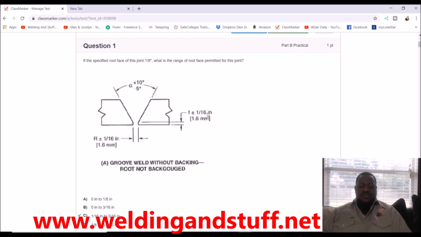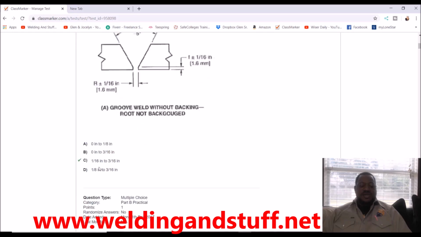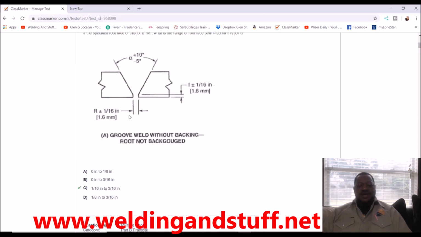You've got a plus or minus 1/16 of an inch. So the easiest way to do this, you just turn this 1/8 into 16ths. So 2/16 equals 1/8. So 2/16 minus 1/16 is 1/16. That's the minimum. So 2/16 plus 1/16 is 3/16. So the answer would be 1/16 to 3/16 of an inch. That's the easiest way to do it, because if you're trying to do 1/8 minus 1/16, just turn it into 16ths so you keep everything the same.